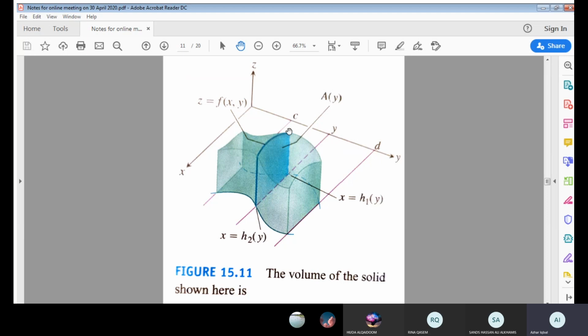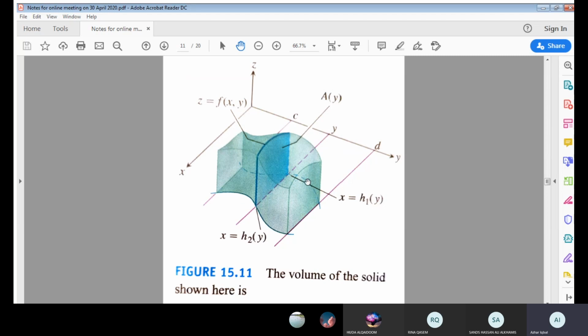So this cross-sectional area is a function of y, and you multiply this area by a differential change along the y-axis. It is a function A(y) multiplied by dy, the differential change in the y direction, and this gives you a differential volume element. Then you integrate that from y = c to y = d to calculate the volume of this solid object.